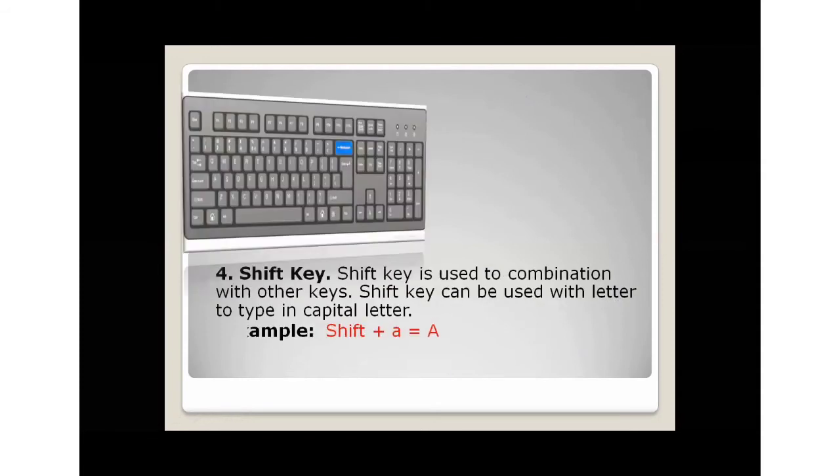Next is about the shift key. When you click shift and A, you will get capital letter A. Only A would give a small letter, but when you click these two, you get capital A. If you press shift and T, you will get capital letter T.